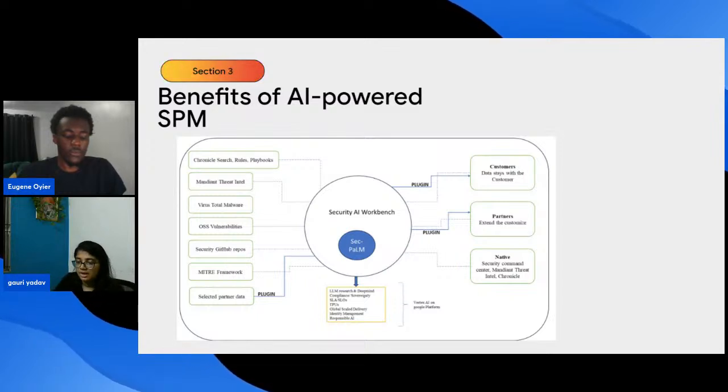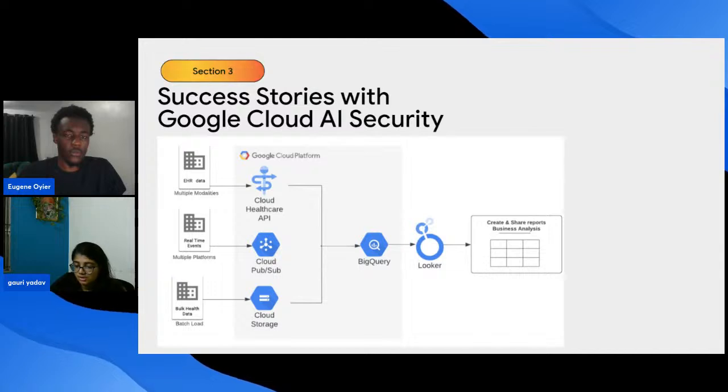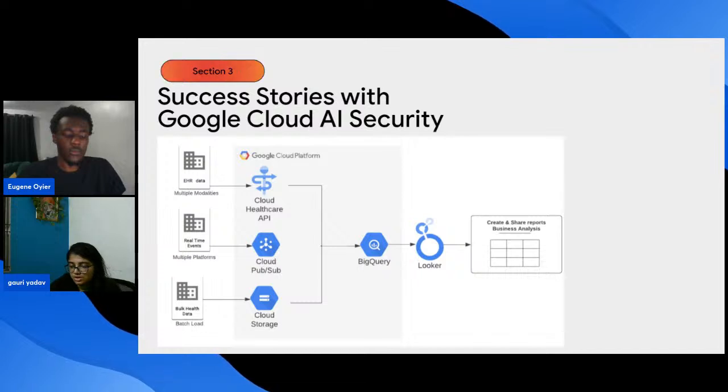Now let's have a look at the success story completed by Google Cloud AI Security, and how they helped achieve this and how it was possible. This success story is of a healthcare firm and a financial firm as well. According to this diagram, let's look at the financial services firm. How did AI significantly improve the security posture of a financial services firm?